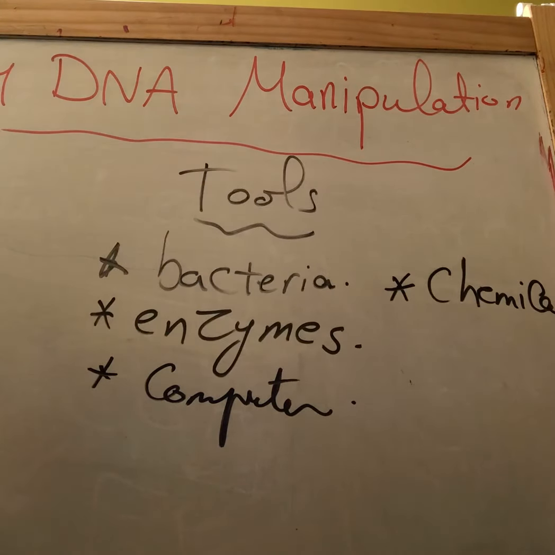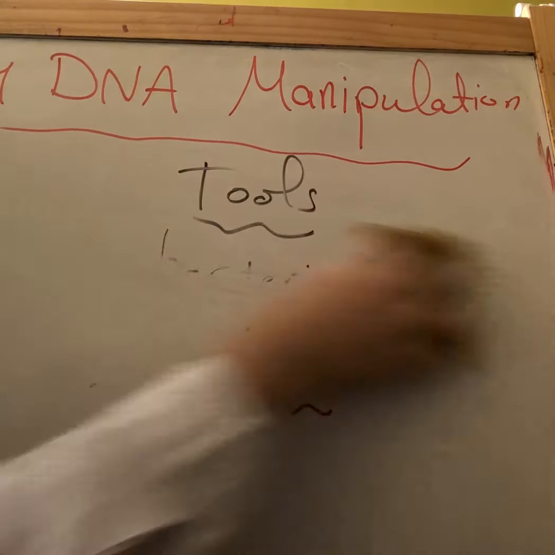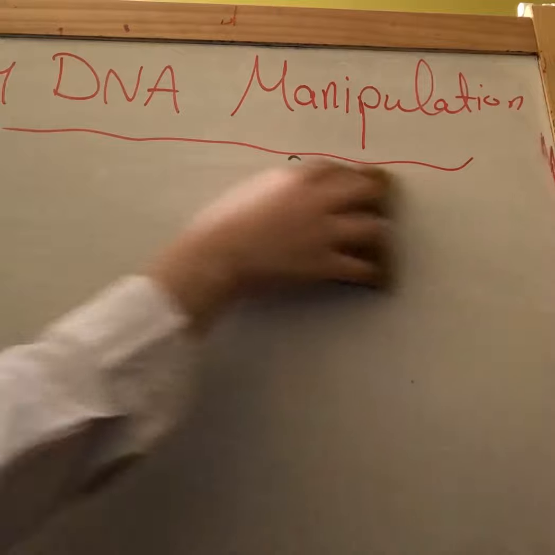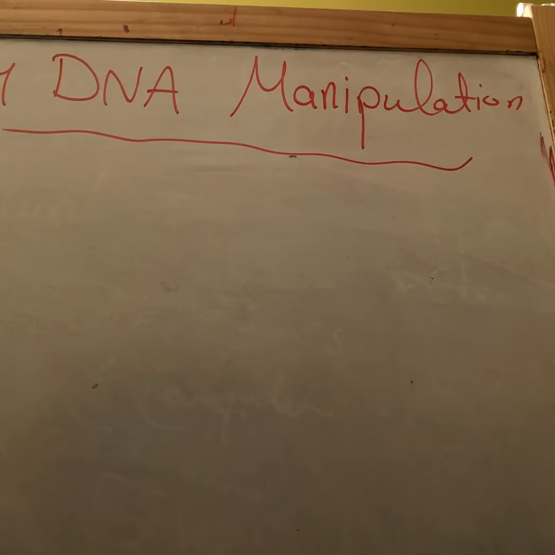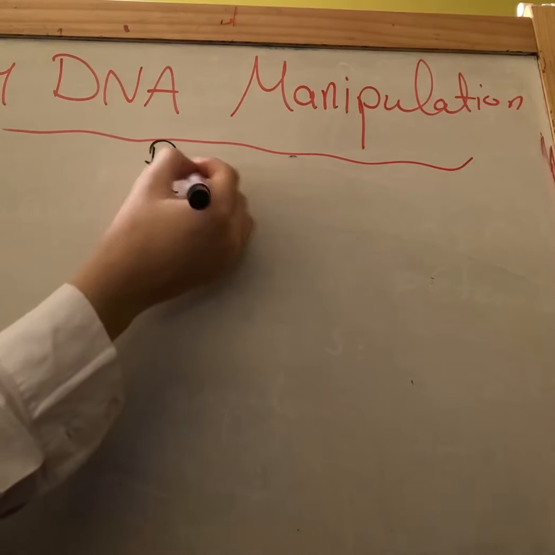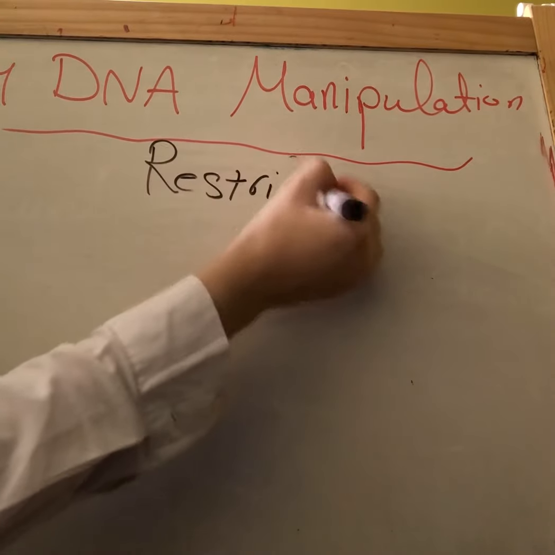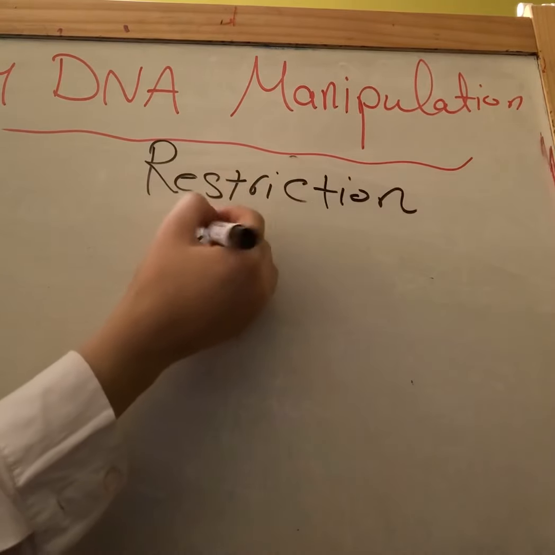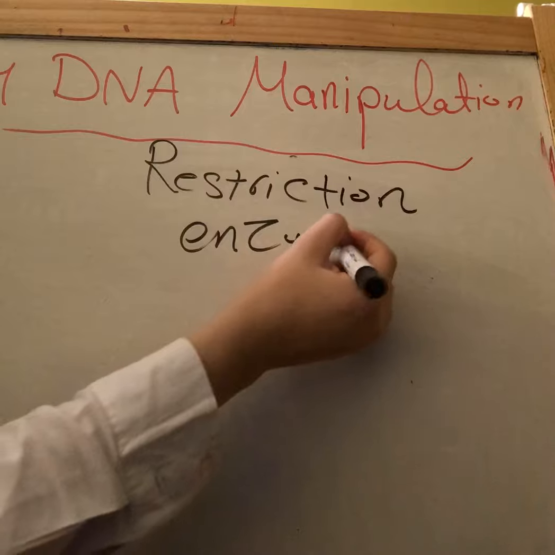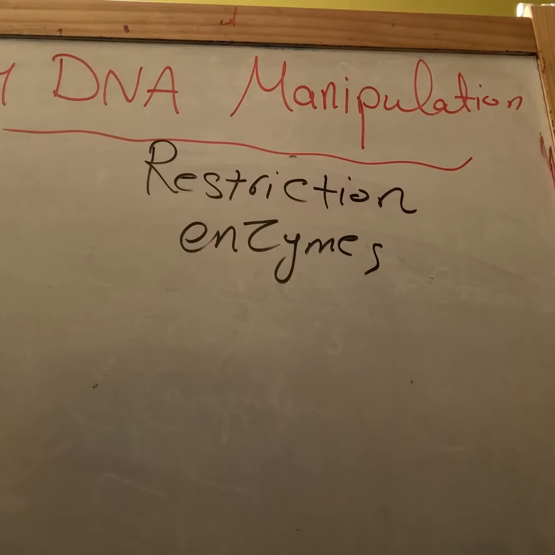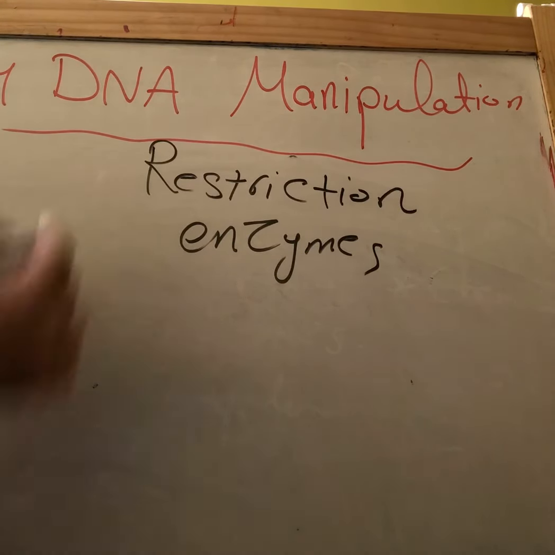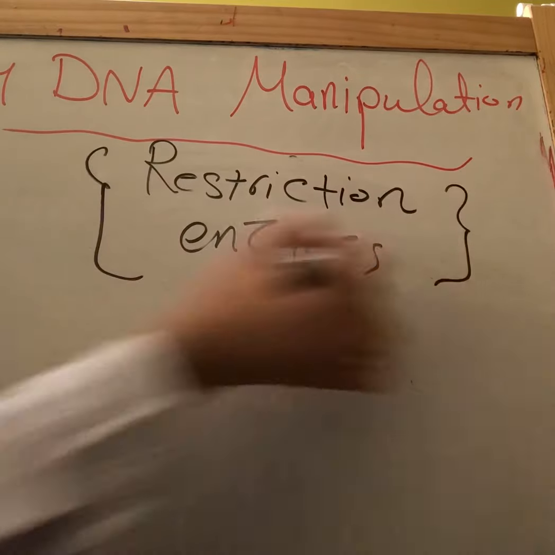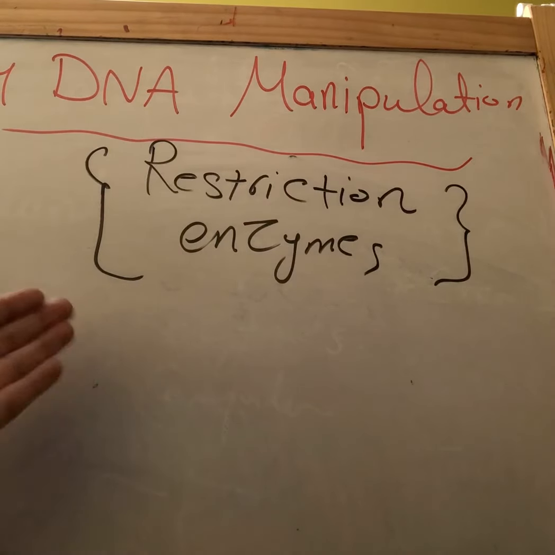So which scissors will we use? We will use enzymes from bacteria. Those enzymes are called restriction enzymes. So what's the function of restriction enzymes? To cut the DNA.